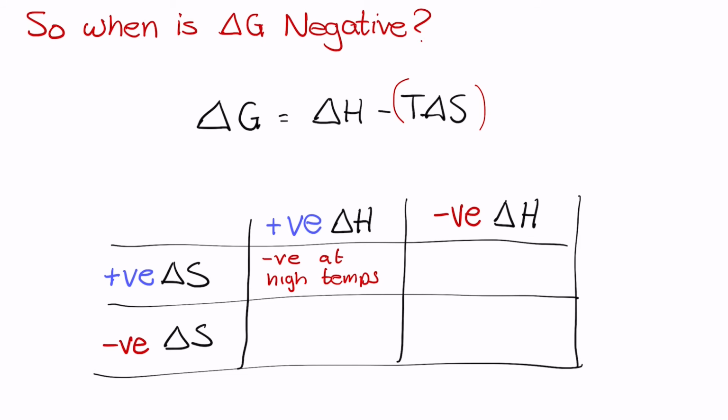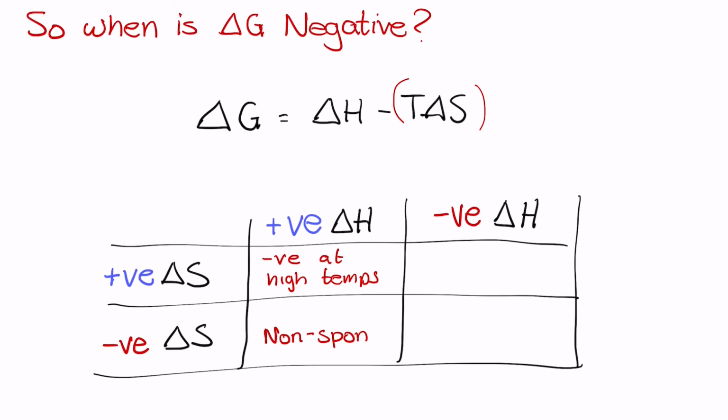The other scenario is if we had a positive enthalpy, or a positive delta H, and a negative delta S. So in this scenario, we have a positive number minus a negative number, and that would result in overall a positive delta G. So this one here would be non-spontaneous.